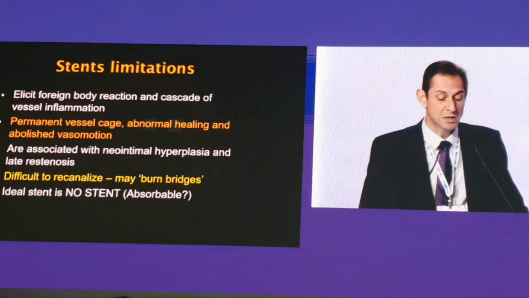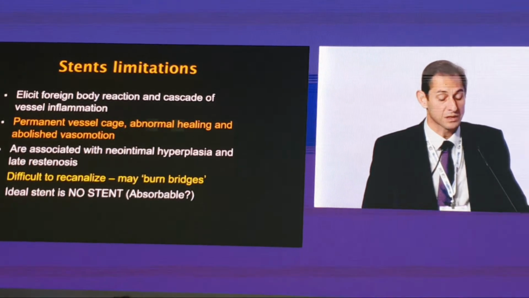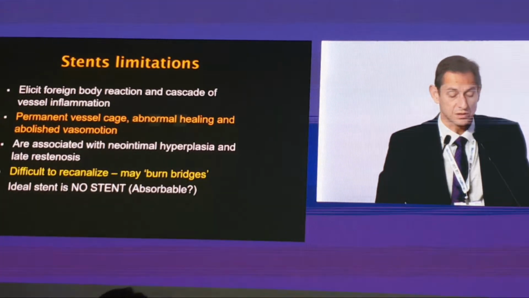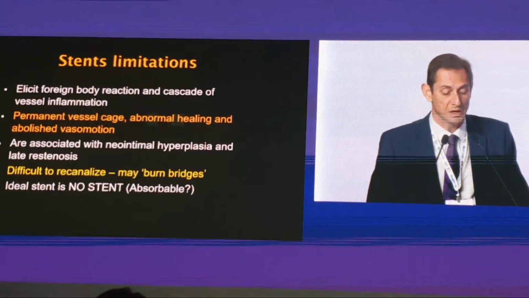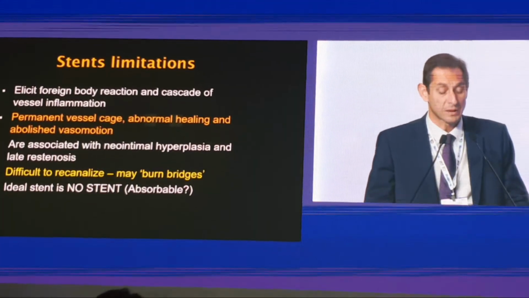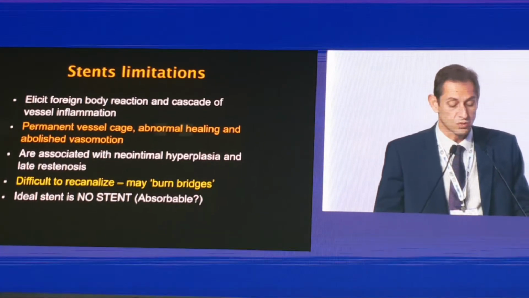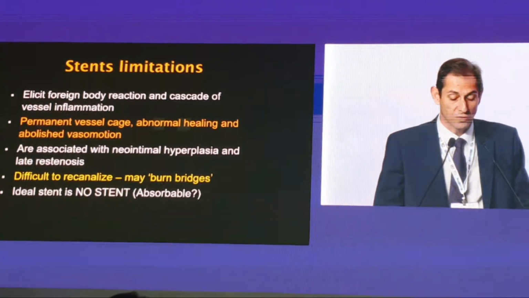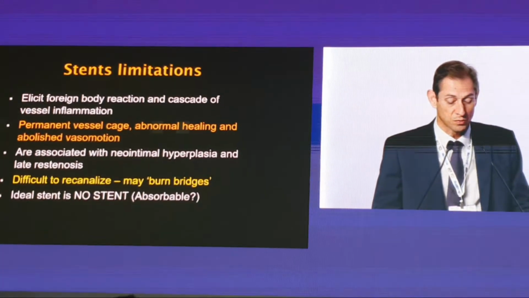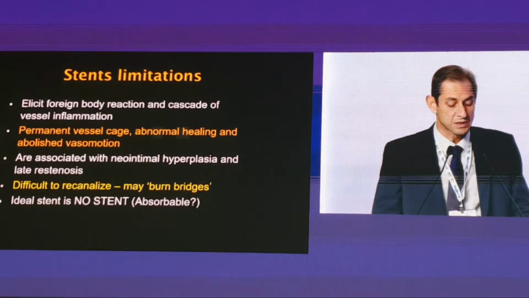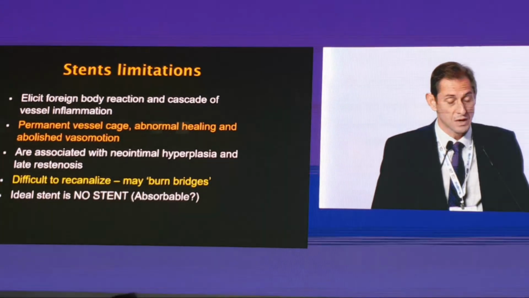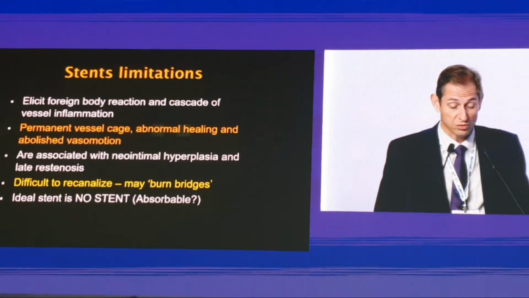Now, there are some limitations about stents, and I do understand and I do accept we often need stents, but unfortunately stents often elicit a foreign body reaction, a cascade of inflammation. They induce what we call permanent vessel caging associated with, of course, neointimal hyperplasia. They often burn a lot of bridges if we have to resort to surgery or more procedures in the future, and perhaps the idea is some kind of no stent or a temporary stent or scaffold. And I'll be discussing that in my next talk as well.